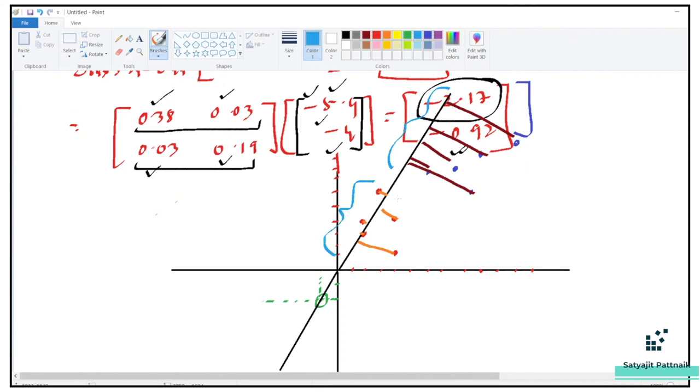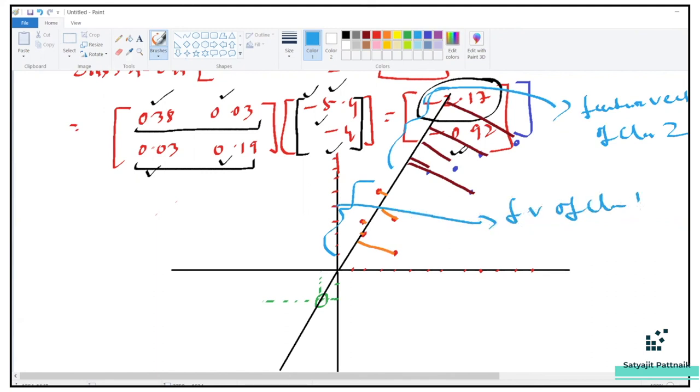Or you can call it vice versa. This is my class 1 and this is my class 2. Obviously, it is perfectly separable, and perfectly projectable as well. And also we are not losing any information, right? So this is nothing but my feature vectors of class 2. Similarly, these are my feature vectors of class 1.